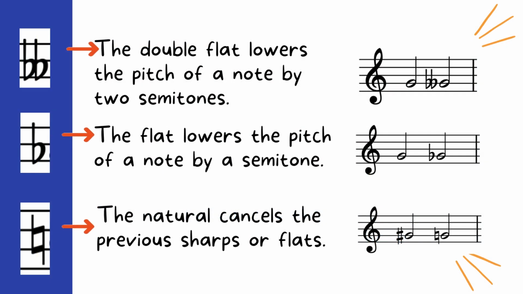Here you have the explanation of how they work. The double flat lowers the pitch of a note by 2 semitones. Listen to G and G double flat. The flat lowers the pitch of a note a semitone. Now pay attention to how G and G flat sound.